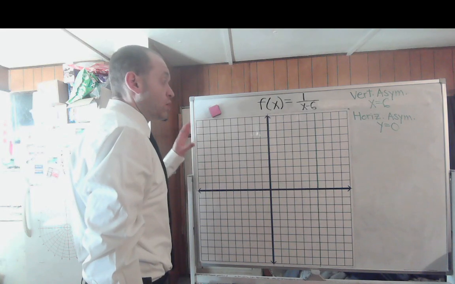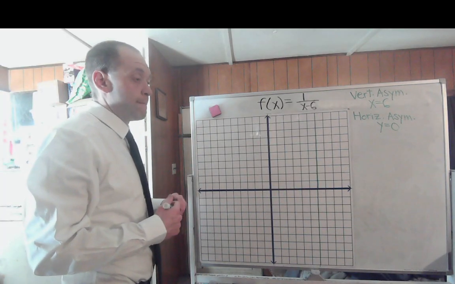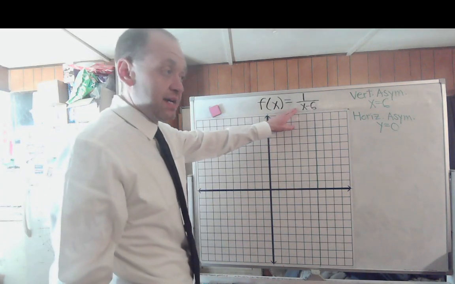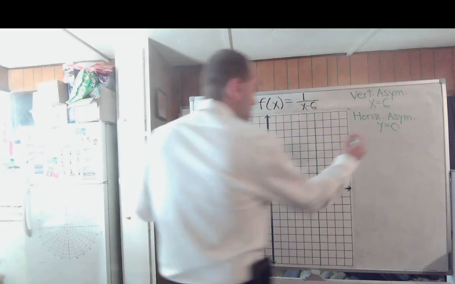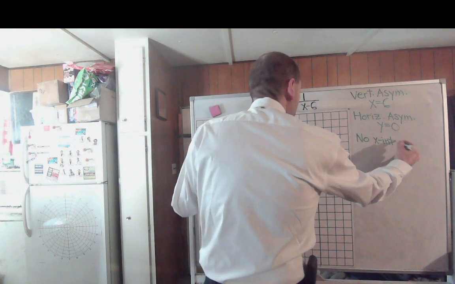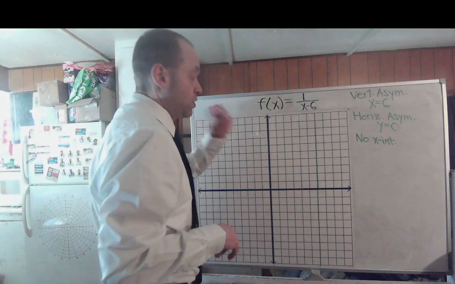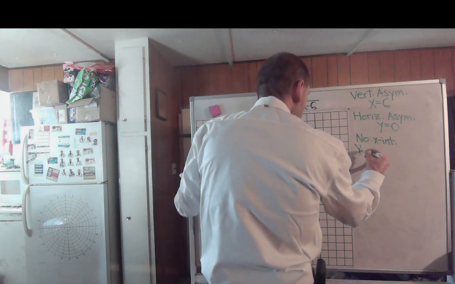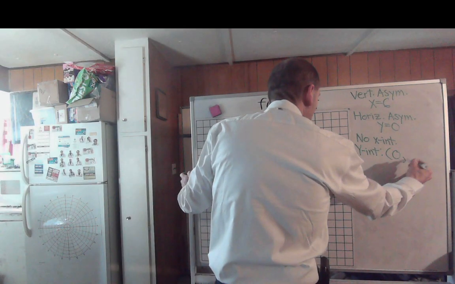Now what we have here, then we have our horizontal asymptote at y equals 0. Do we have any x-intercepts? No, because if you set 1 over x minus 6 equal to 0, you'll just get 1 equals 0, which isn't true. So this is not going to have an x-intercept. What about a y-intercept? If you set x equal to 0, you would end up getting -1/6. So you actually do have a y-intercept at the point (0, -1/6).